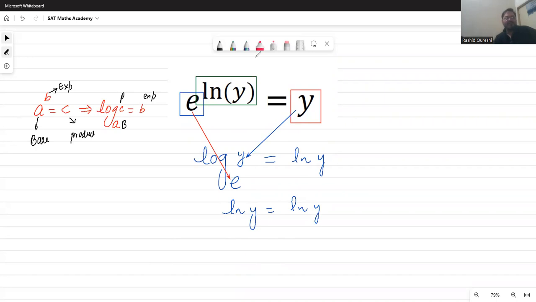So these two terms will be cancelled out, and I will get y is equal to y. If you want to move the reverse process, you have to do it over here. Whenever you have log natural of y in any exponential form, that will be equal to y. In shortcut, these two terms will be cancelled out and I will get y.